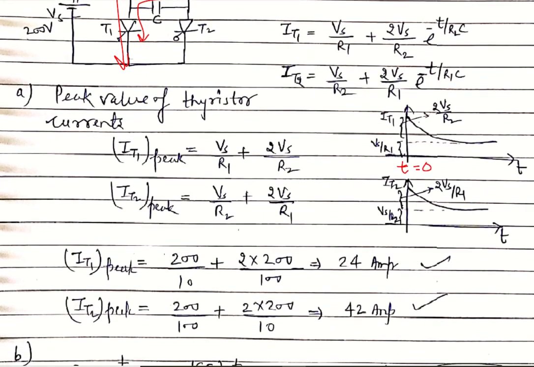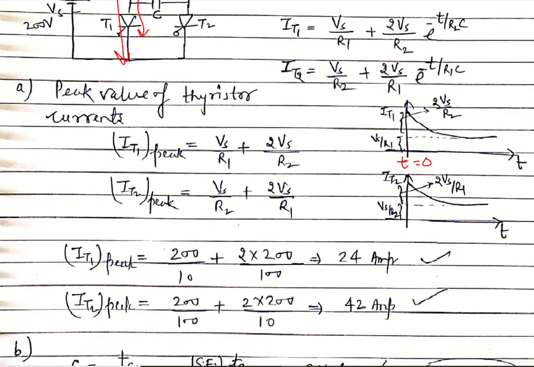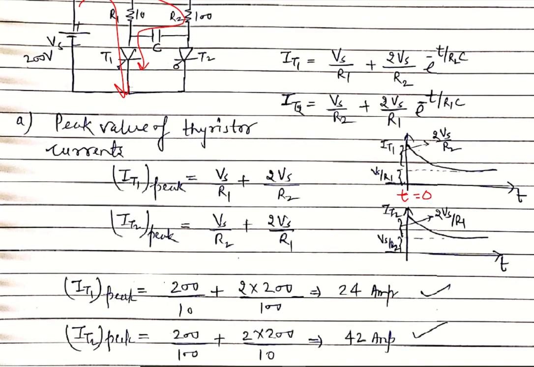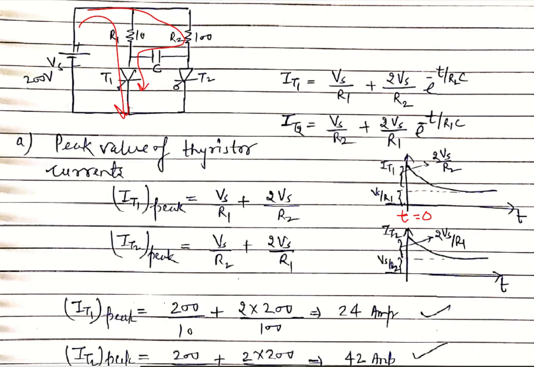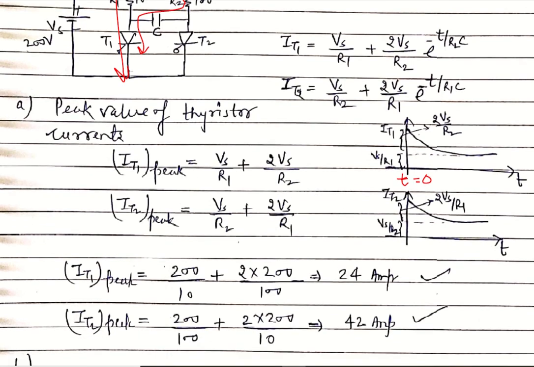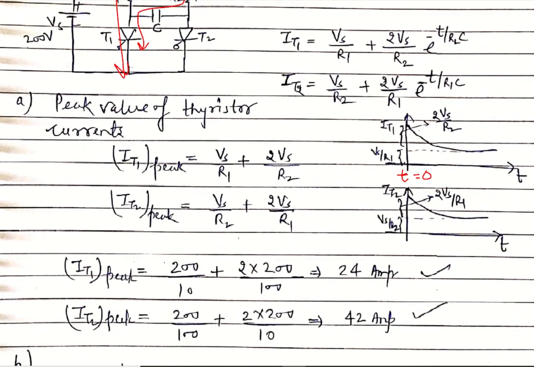Now we put the values of Vs, R1, R2 in the expressions: Vs equal to 200 volt, R1 equal to 10 ohm, 2Vs equal to 2 into 200 volt, and R2 equal to 100 ohm. If we calculate the peak values, they are obtained to be 24 ampere and 42 ampere respectively. In this way, in part A, we have easily calculated the thyristor currents. We have to remember the circuit topology first, and afterwards the modes of conduction of this class C topology. If we remember the topology and the modes of conduction, we will easily solve the problem.